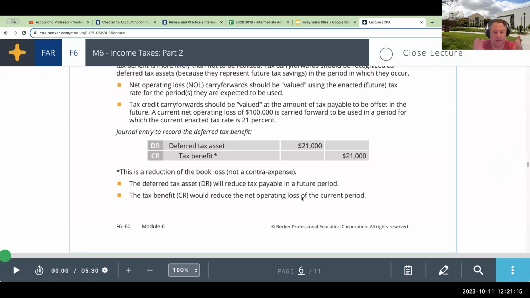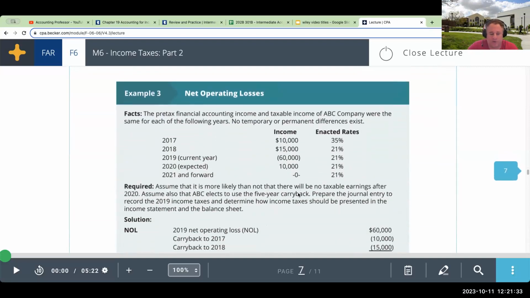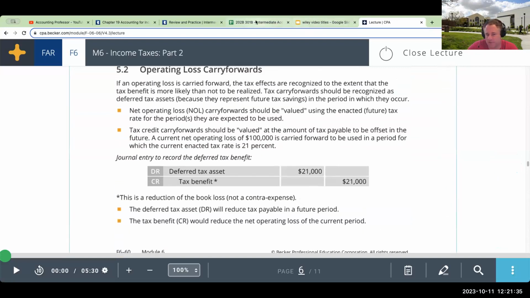So what you're assuming is, well, you have a net operating loss of 100,000. So the new net operating loss with this tax benefit would now be at 79,000 instead of being at 100,000. So this is how they're going through and looking at this one for Becker.